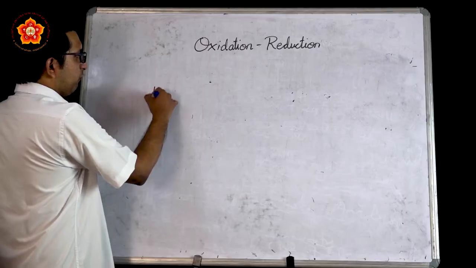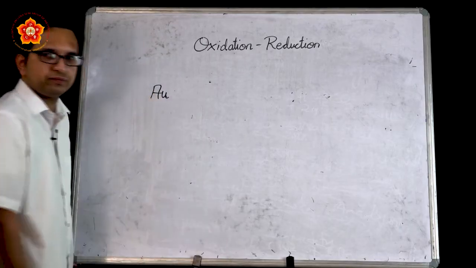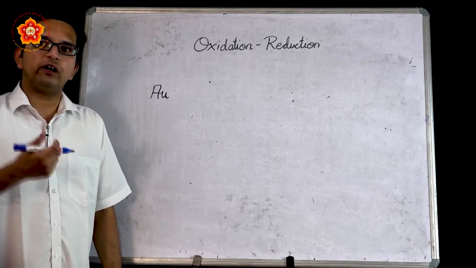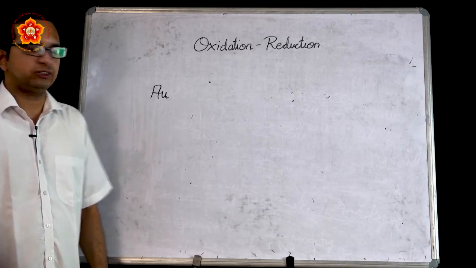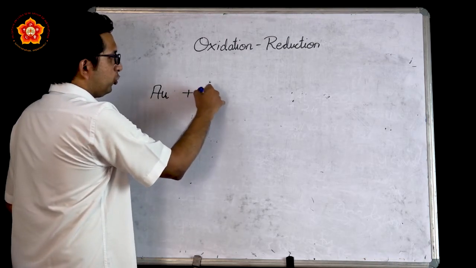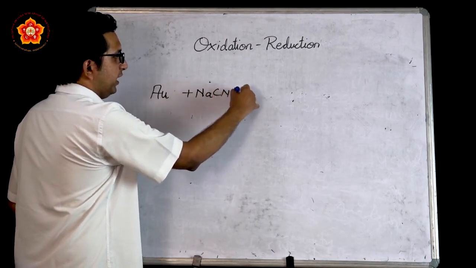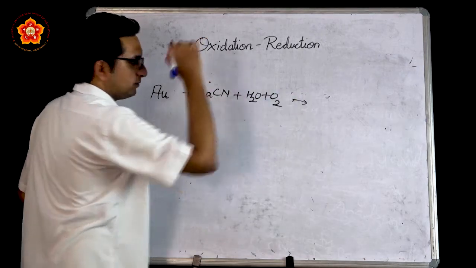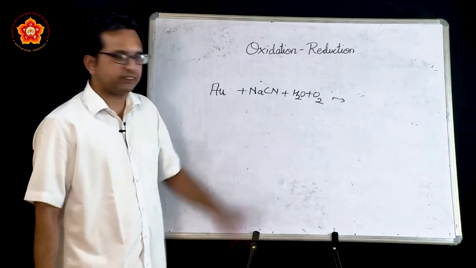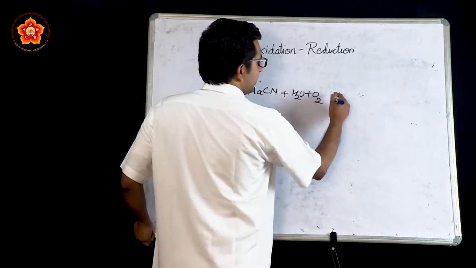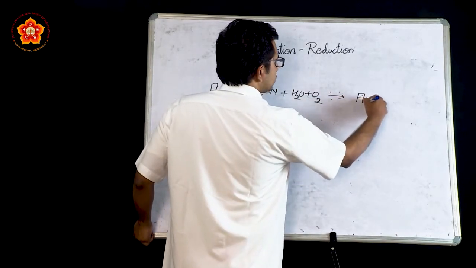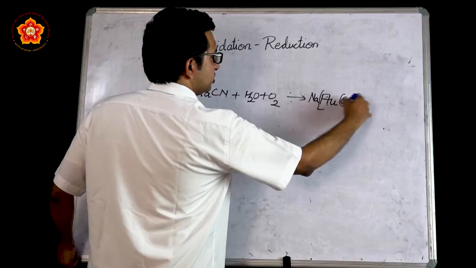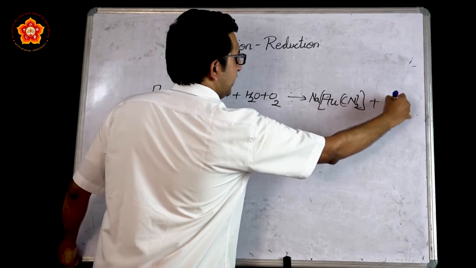Supposing I have gold metal, remember the similar example we had used for silver metal in the earlier case. This gold metal I am going to treat with sodium cyanide in the presence of water and oxygen gas. These are the reactants that are seen. So what are the products that we obtain here? We get a complex compound of sodium, which is given by NaAu(CN)2 plus NaOH.